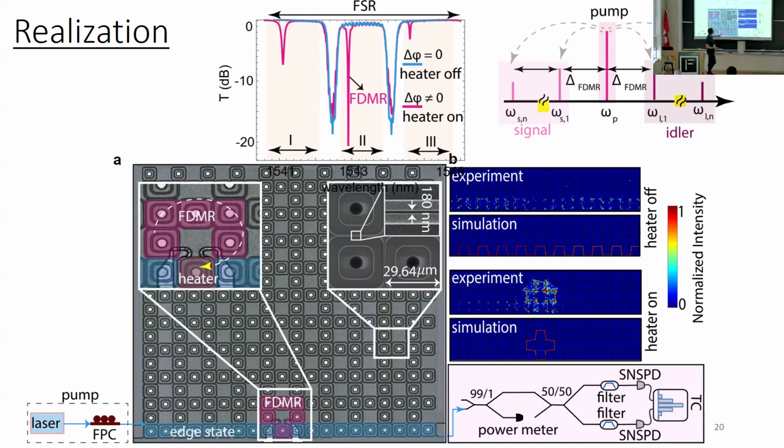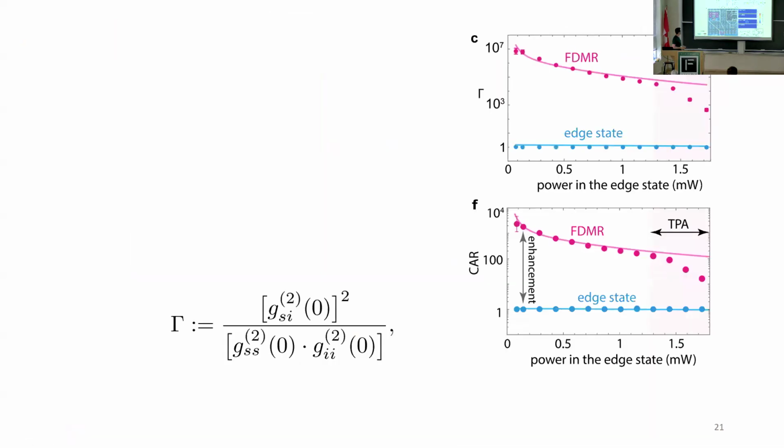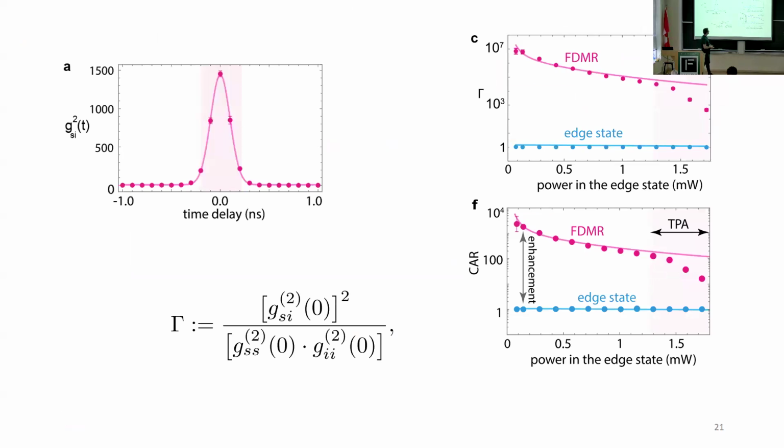We have the FDMR in the system. We pump the system in the middle and then look at the signal in different FSRs and figure out if we can measure the coincidence in the system. This is the result. You can see it.